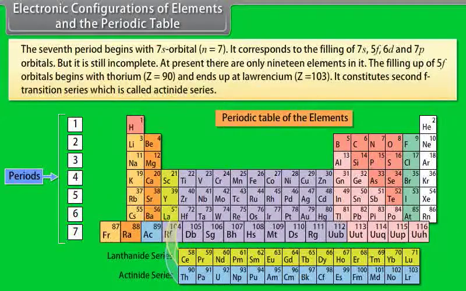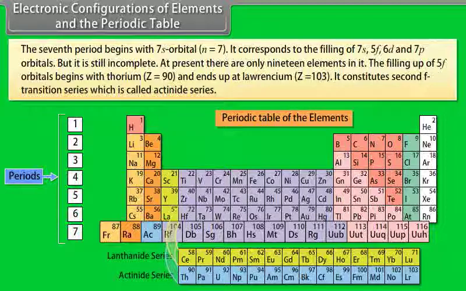The seventh period begins with 7s orbital, that is, n is equal to 7. It corresponds to the filling of 7s, 5f, 6d, and 7p orbitals, but it is still incomplete. At present, there are only 19 elements in it.